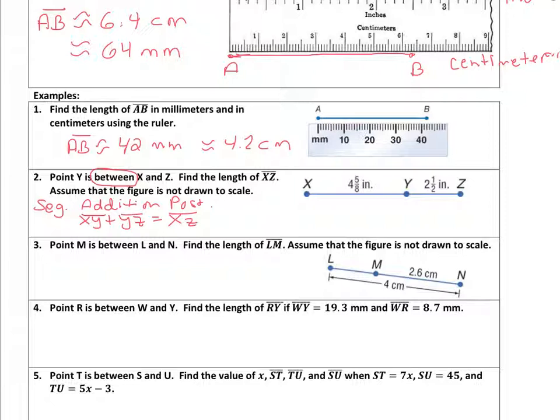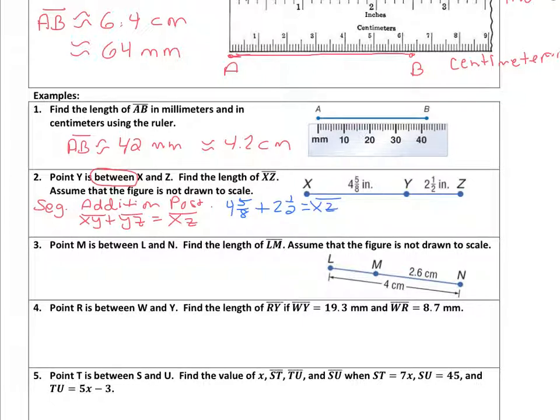Now, I'm trying to be very careful in the notes to use the bar over the segments. You and I will probably find ourselves getting a little bit lazy through the year, and maybe we don't always write that bar. It's very good to notate a segment versus a line, so I'm going to try to be careful in the notes to do that. So now we're going to substitute. The length of XY is 4 5/8, and the length of YZ is 2.5 inches, and that equals XZ.